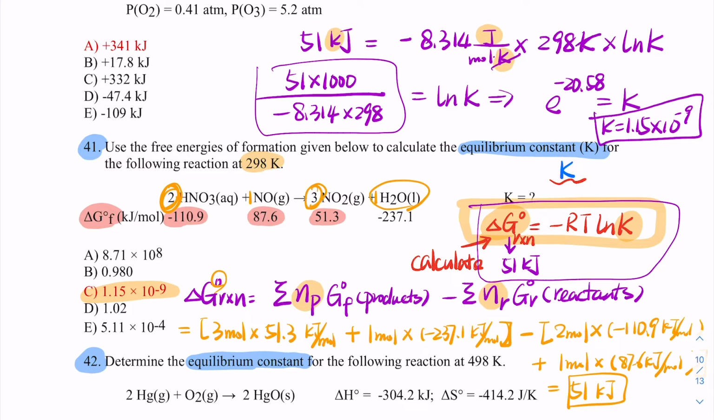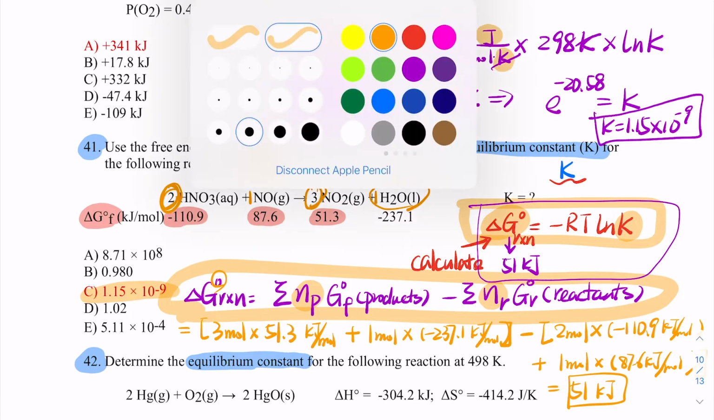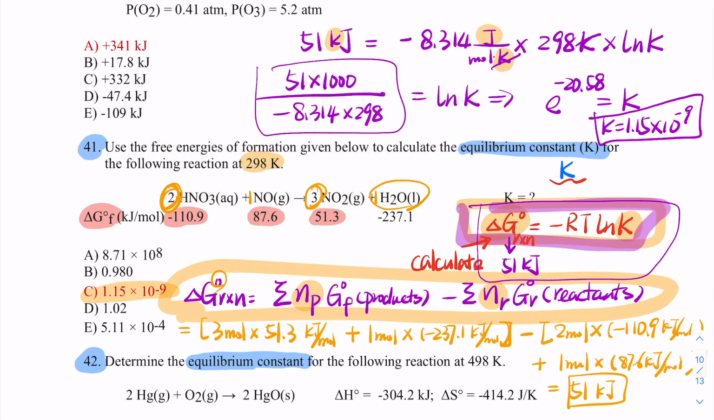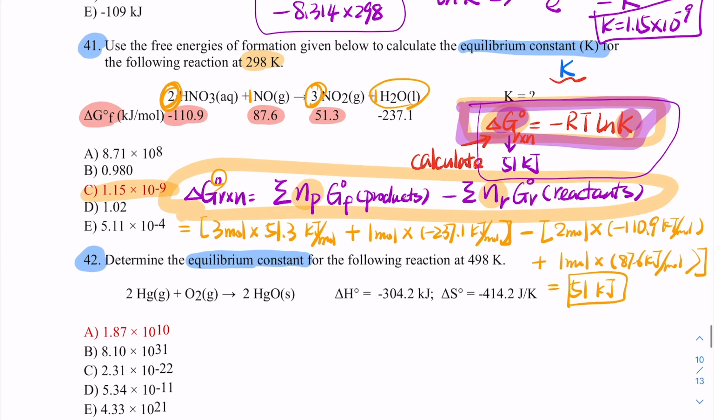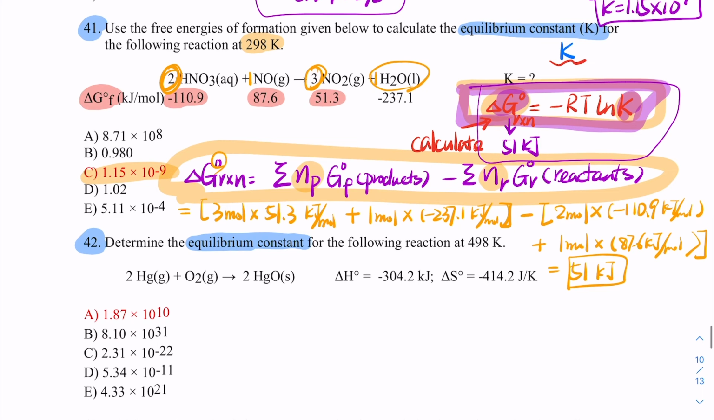So you recognize this question actually combined two equations. The first step, you needed to know how to calculate Gibbs free energy for a reaction, and then you needed to know the relationship between Gibbs free energy and the equilibrium constant, and use that equation to do the calculation. So this will be question 41. This is one way how to calculate K.